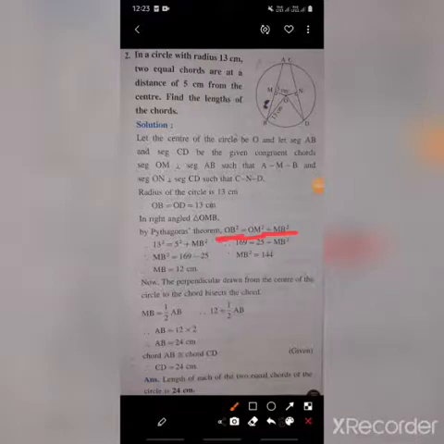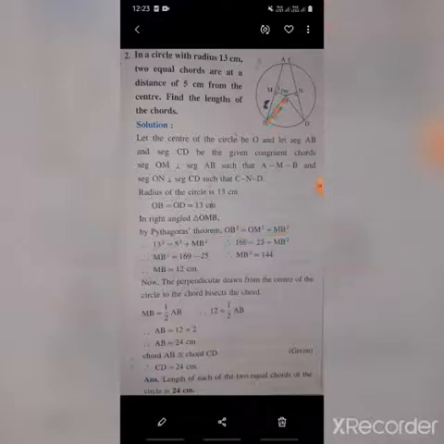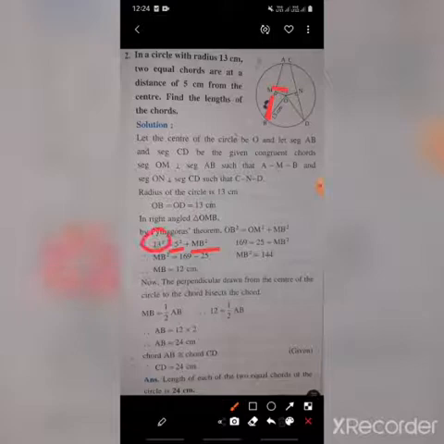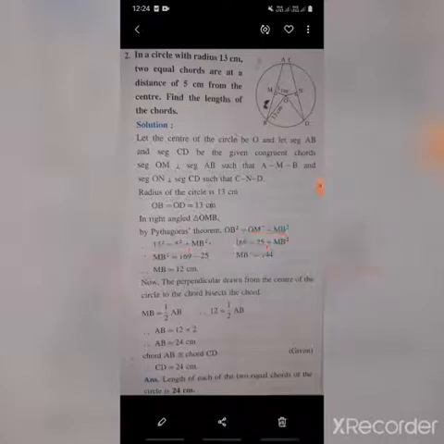OB is given. OB is 13 centimeter and OM is 5 centimeter, which is given here. So 5 centimeter as it is we will write here, and MB we have to find. First we have to take the squares. The square of 13 is 169 and the square of 5 is 25, and MB square as it is we will write here.